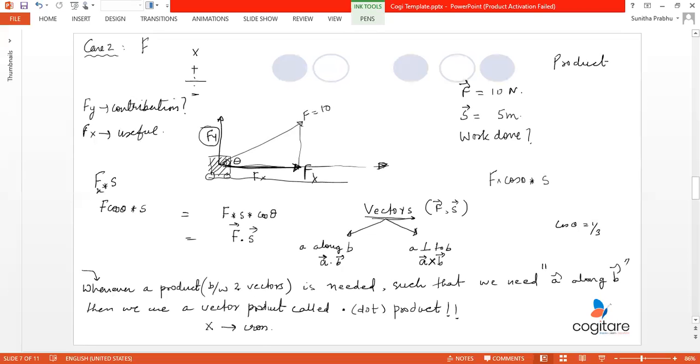Whenever a product between two vectors is needed, such that we need A along B, then we use a vector product called dot product. So A along B multiplied by B. See, we need A along B to be multiplied with B, isn't it? This is F along displacement, to be multiplied with displacement. So it is basically Fx multiplied by S. But what is this Fx? This Fx is A along B, F along S. Are you able to understand?